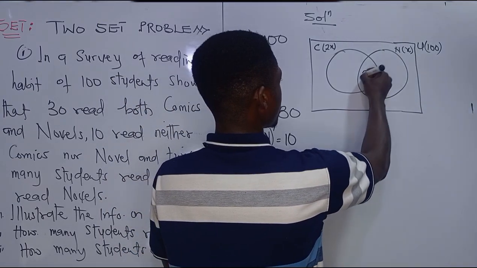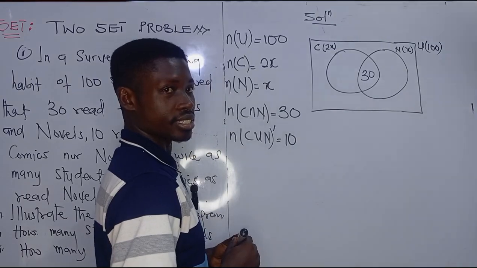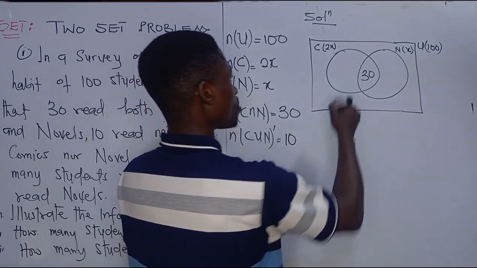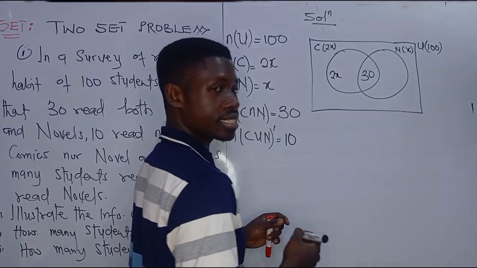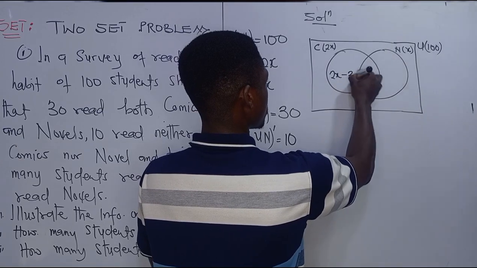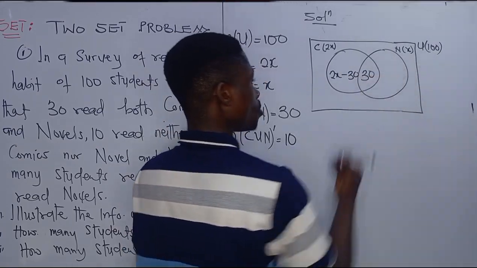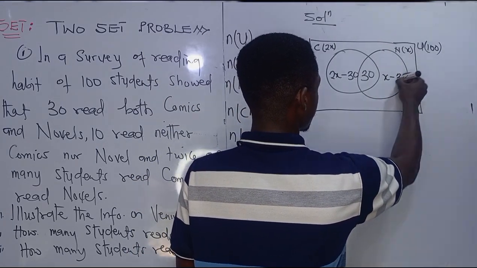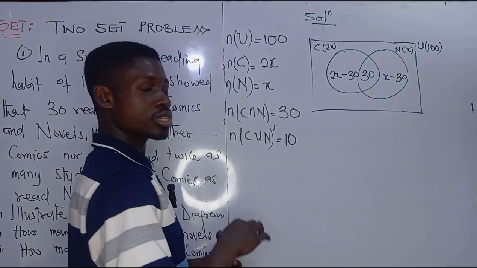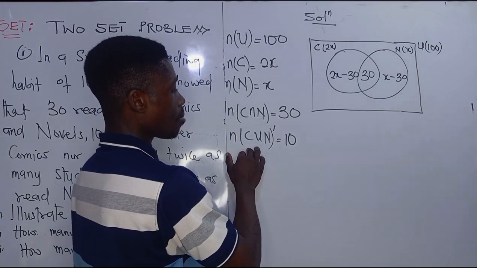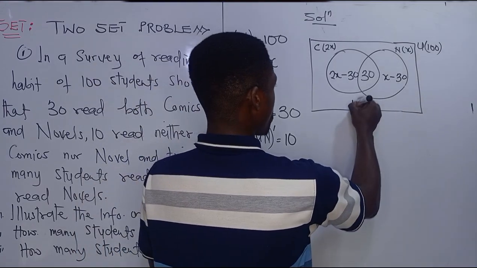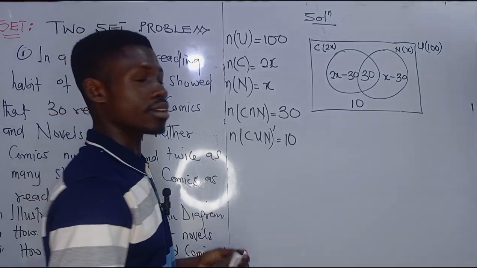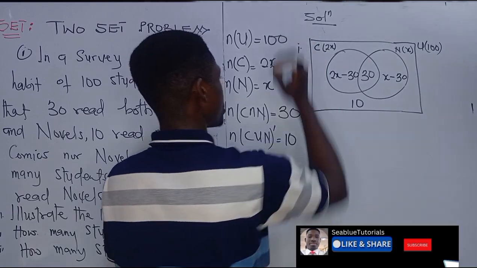So we are going to represent 30 as the intersection. Then we have comics only, so we subtract 30 from 2x. And then for novels only, we subtract 30 from x. And then we have some students who do not read comics or novels, so we have 10 students. So that is the first question, to illustrate it on a Venn diagram, and we are done with the first one.